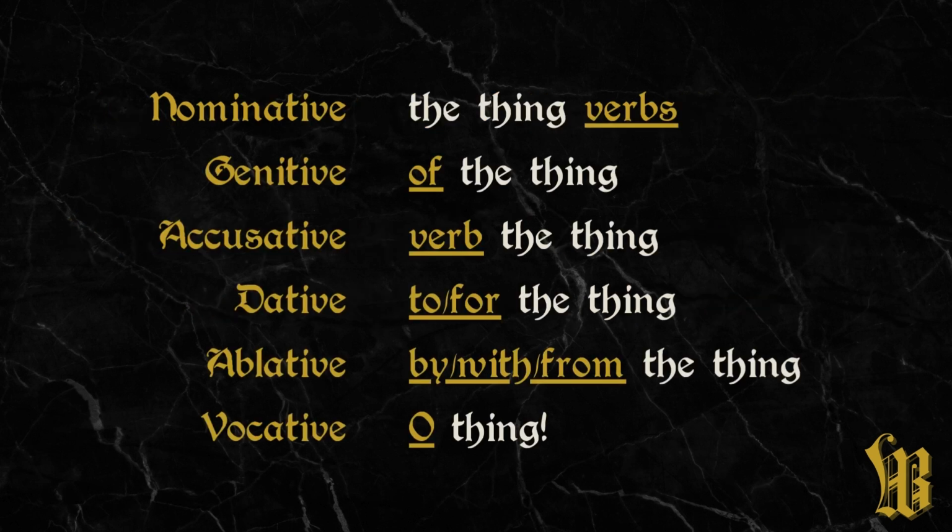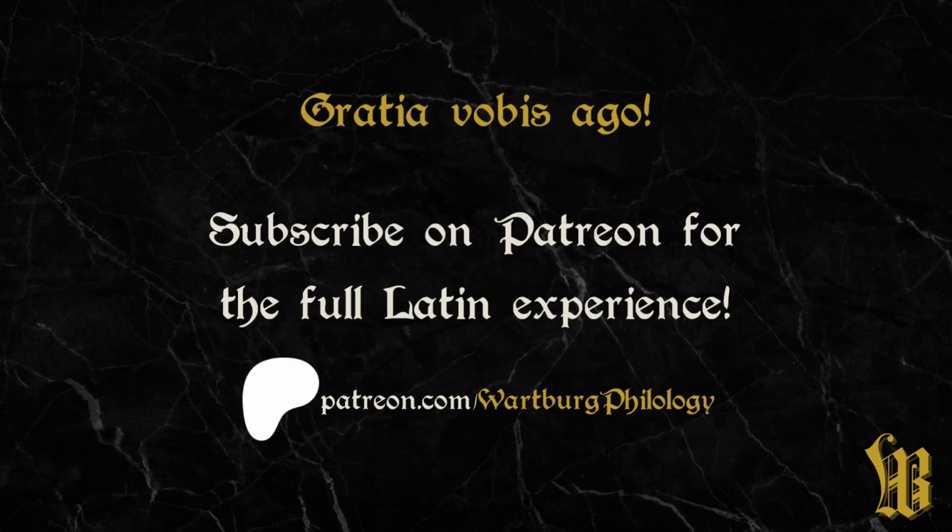Now let's review. Nominative, the thing verbs. Genitive, of the thing. Accusative, verb the thing. Dative, to or for the thing. Ablative, by, with, or from the thing. And vocative, oh thing. And that's it. That's the Latin case system, very simply explained with examples and memory hooks.